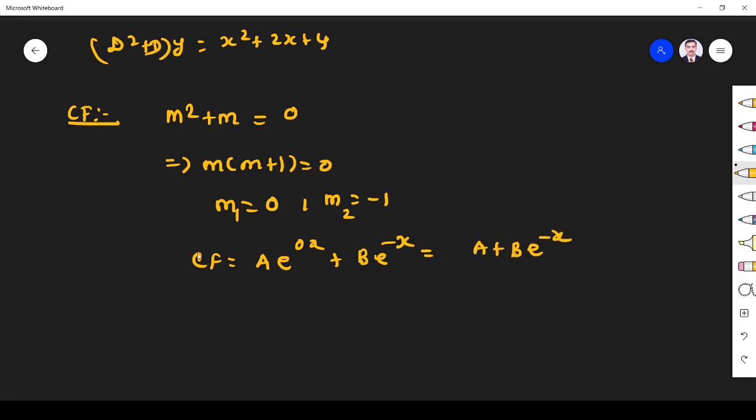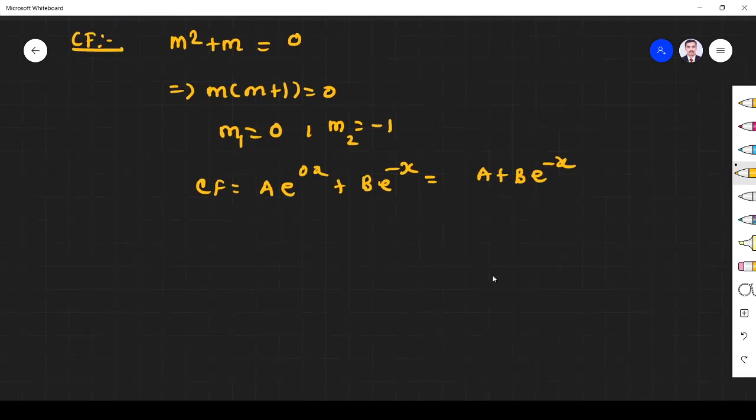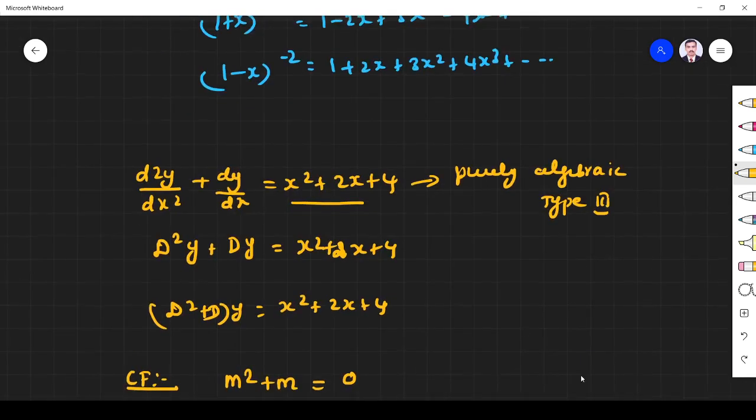In order to understand how I find the complementary function, please refer to my video on type 1 differential equation. Okay, next we have to find the particular integral. For the particular integral, I already told what the procedure is. PI is equal to 1 by phi of D into f of x. Phi of D is from the given problem, so 1 by D squared plus D, and f of x is nothing but x squared plus 2x plus 4. This is what I told in the procedure.